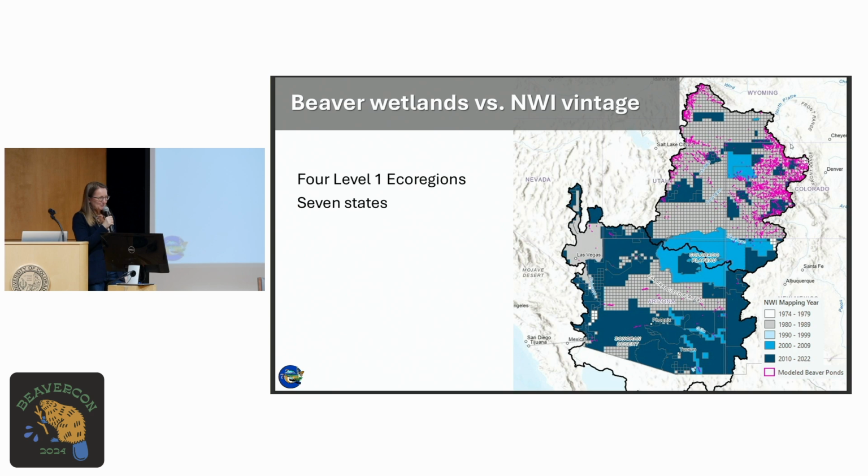And just to give you an example of kind of the hodgepodge of wetland mapping we had to work with, the gray and white areas on this map are mapping from the 1970s and 80s. So that's a lot of the basin in states like Colorado, Wyoming, and Utah. And then as we work toward the darker blue colors, that's more recent mapping. Now these pink areas are where we mapped a lot of beaver activity. So you're seeing that essentially where the beavers are, the wetland mapping is old. So we wanted to fix that.